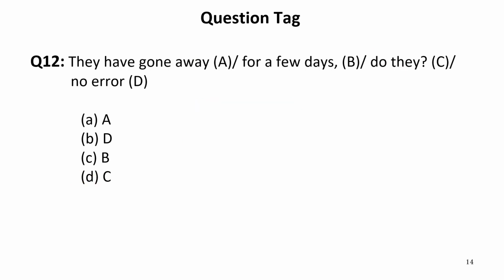They have gone away for a few days, do they? Now, in this sentence, they have gone away. The sentence is of present perfect tense, which is a positive statement. For a few days states that the sentence is a positive statement. Now, the question tag has to be negative. Also, have gone represents that the sentence is in present perfect tense, and present perfect tense is written as subject plus has or have plus verb third form.